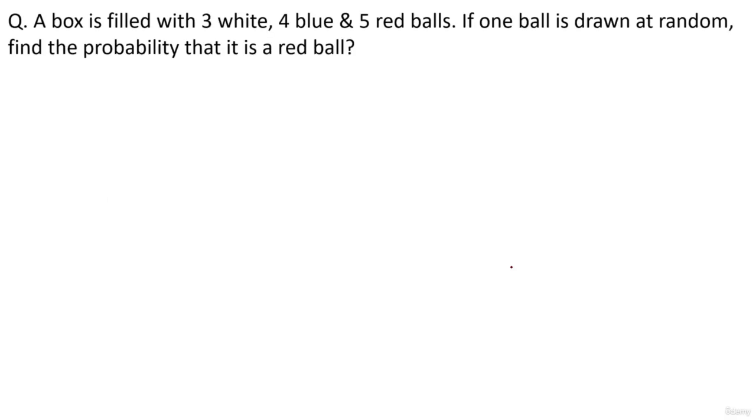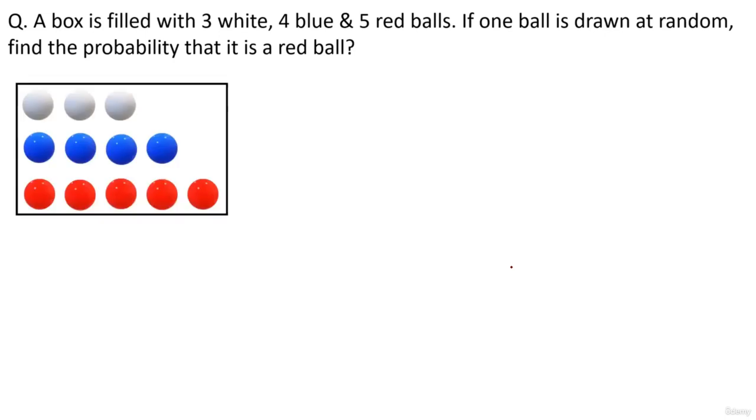A box is filled with 3 white, 4 blue, and 5 red balls. If one ball is drawn at random, what is the probability that it is a red ball? All right. So this is your box. Okay. 3 white, 4 blue, and 5 red balls. If one ball is drawn at random, find the probability that it is a red ball.